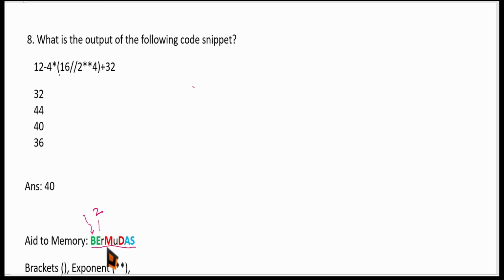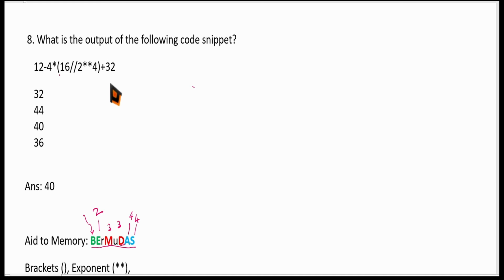Then third priority will be given for multiplication and division. That is, these are having third priority. Since these two are at same level, when these are appearing in an expression, it should be solved from left to right. Similarly, this is addition, this is subtraction. Both are having same priority level. So this is fourth priority. In that case, it should be solved from left to right.